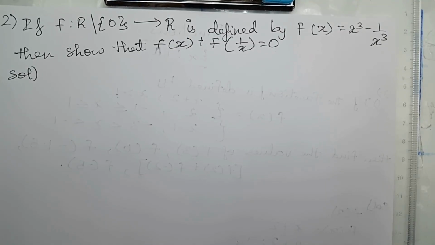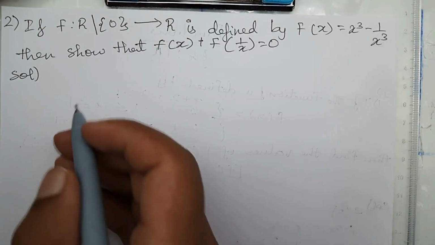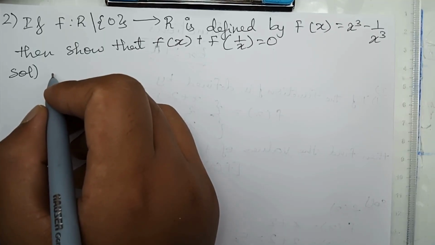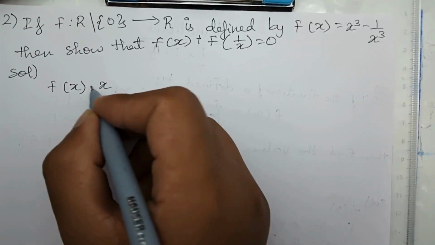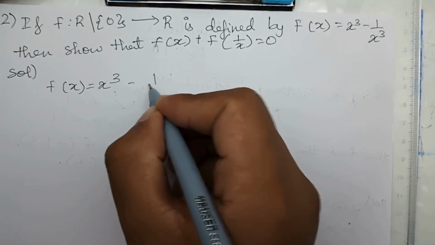So the second question is, if f maps R to R is defined by f of x is equal to x cube minus 1 by x cube, then show that f of x plus f of 1 by x is equal to 0. For this question, we have to first write f of x and then find f of 1 by x. So, first we will find out what is f of x. Actually, it is given in the question, we just have to note it down here. f of x is equal to x cube minus 1 by x cube.